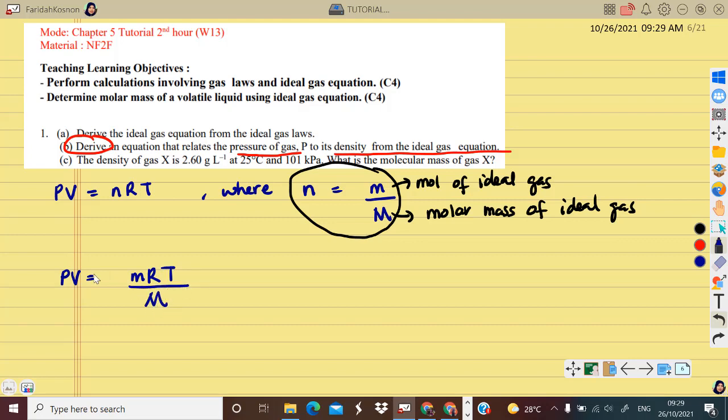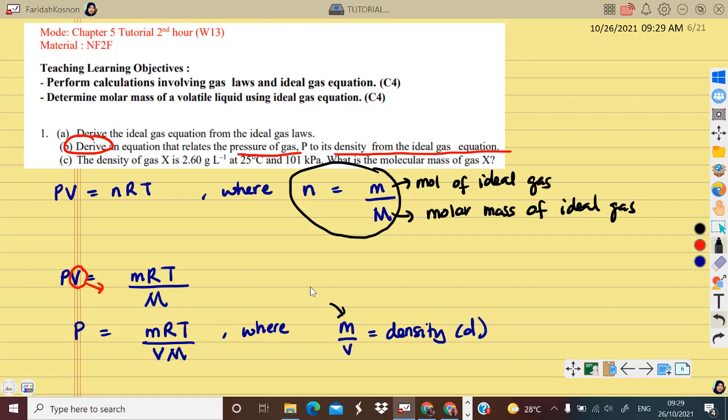Okay. So, bila saya bawa turun pula volume tu ke bawah, apa yang saya akan dapat? Pressure equals to mRT over volume times molar mass. Where, nampak kat sini, mass divide by volume, okay, adalah density. Ataupun simbolnya d lah. Ini mass bukannya molar mass. Ini huruf m kecil. This is mass. Mass of ideal gas. Okay.